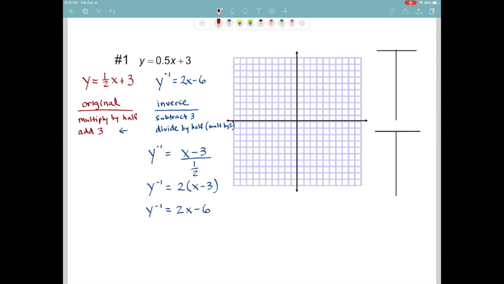I'm going to do that one in red. So our y-intercept here is at positive 3. We're going to rise 1 and run 2. So it has a positive slope.